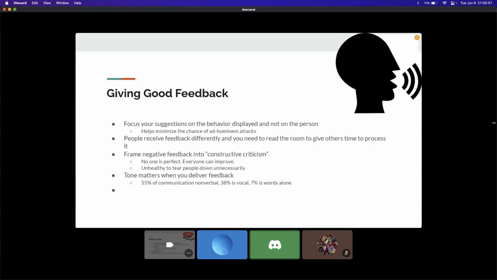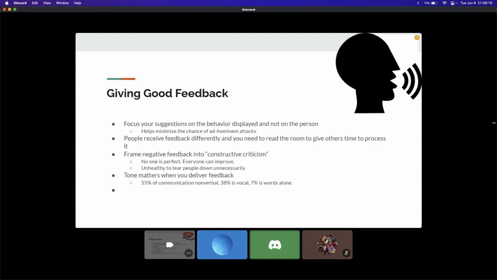So that leads me to the second bullet point. People receive feedback differently, and you need to read the room in order to give others time to process it. For example, if I get feedback from somebody and I seem to be a little bit antsy, right? I seem to have sweaty palms, my cheeks seem to be flushed. That's probably a sign that you need to give the other person time to process the feedback and talk about this in a later meeting.